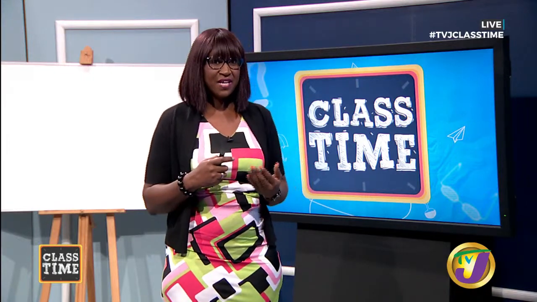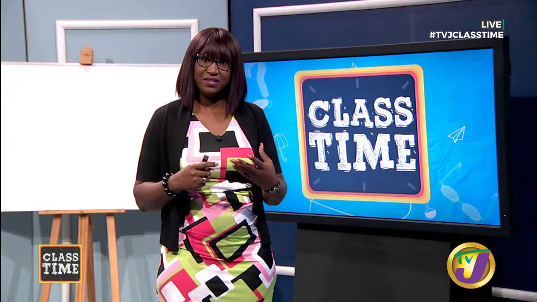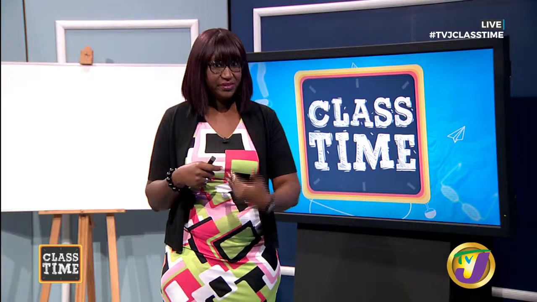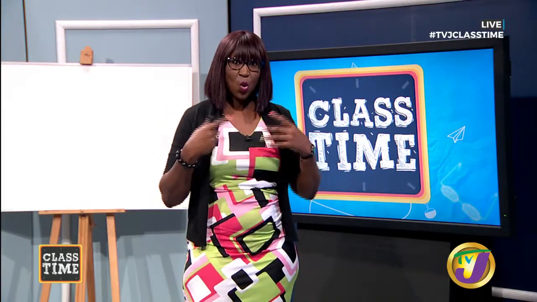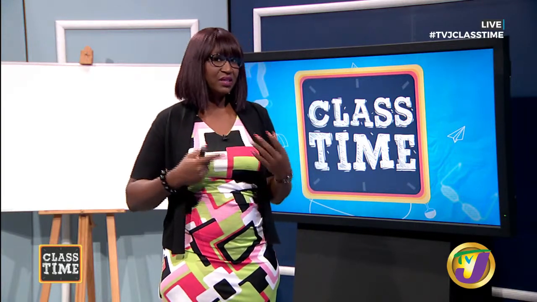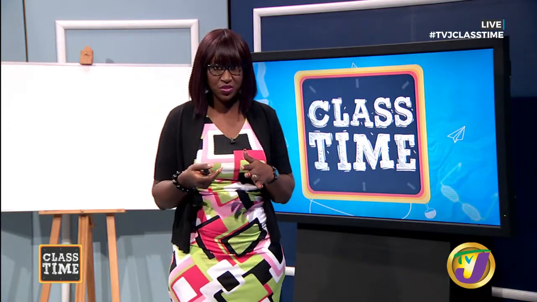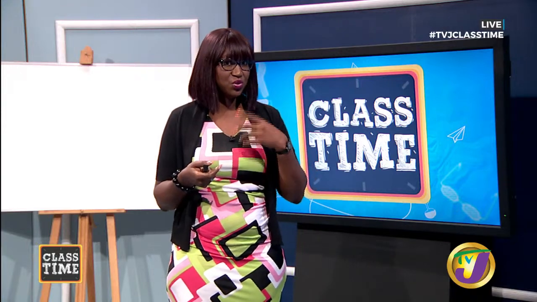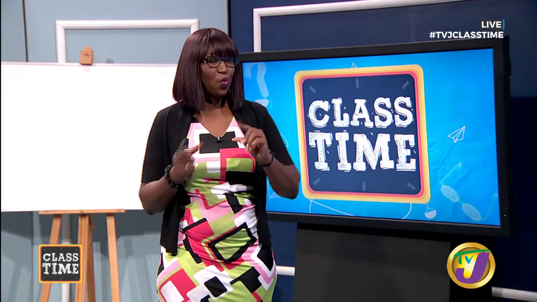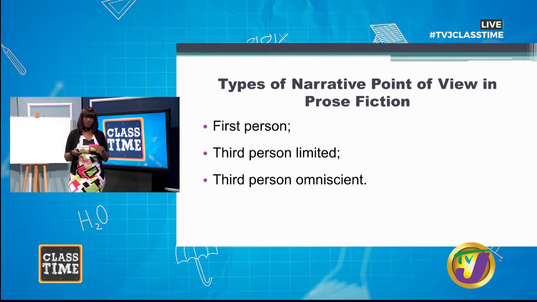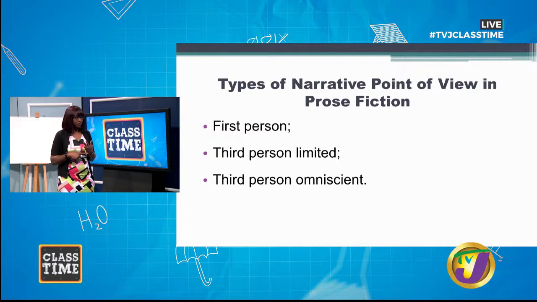So if your prompt says, I did this or I did that, right then and there, your point of view has to be from I. First person. But if it is open, then that gives you a little leeway in how to go about telling the story, from what point of view you want to tell the story. So pay close attention to the story prompt, and it will tell you what perspective you're to use. So here are the three main ones: first person, third person limited, and third person omniscient.